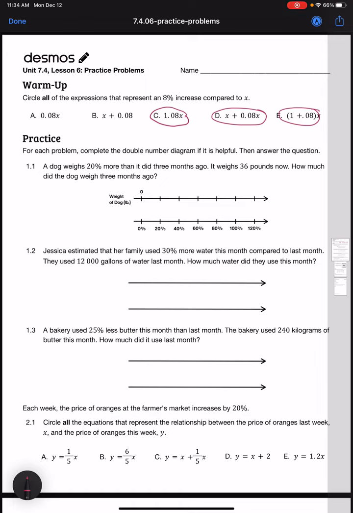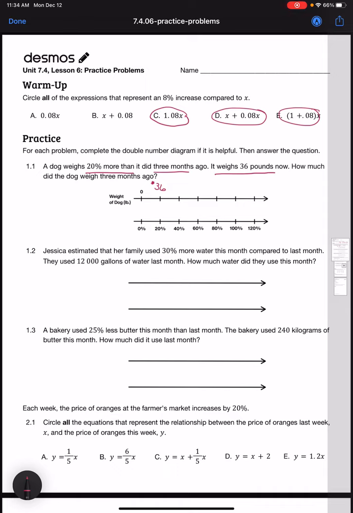It says for each practice problem, complete the double number diagram if it is helpful. Then answer the question. A dog weighs 20% more than it did 3 months ago. It weighs 36 pounds now. How much did the dog weigh 3 months ago? Oh no, he weighs 36 pounds now.